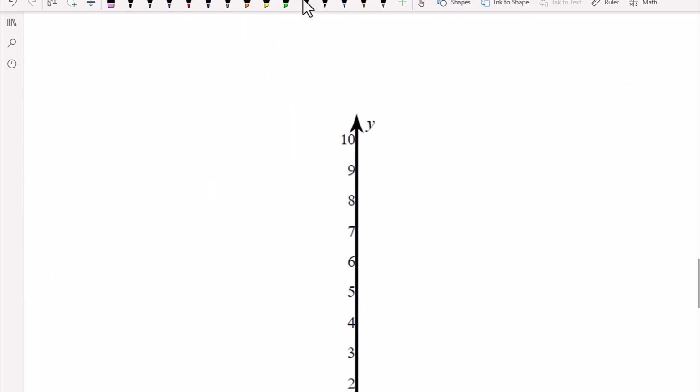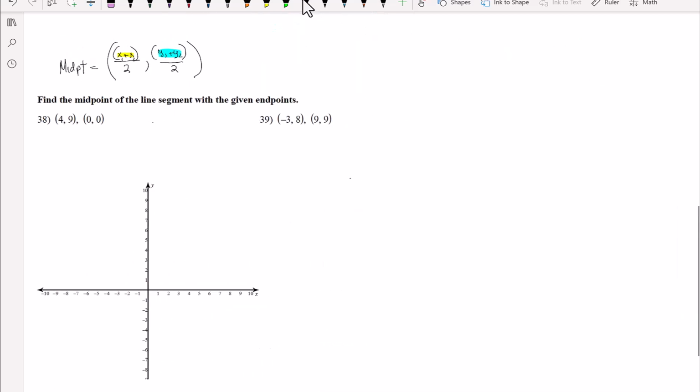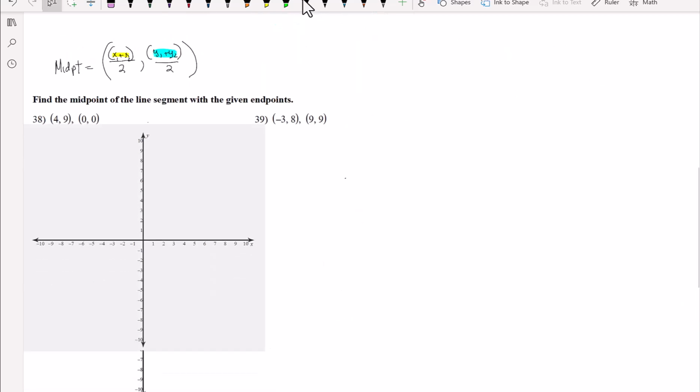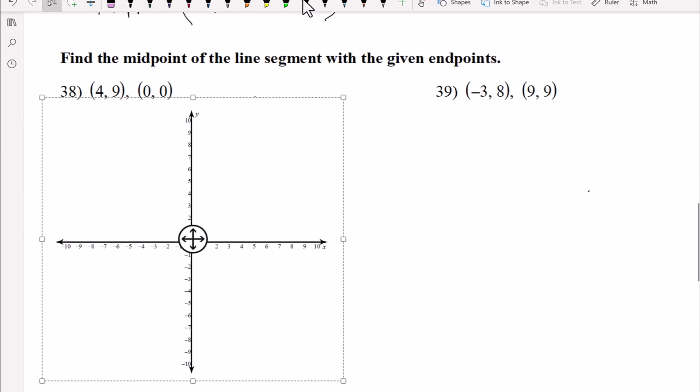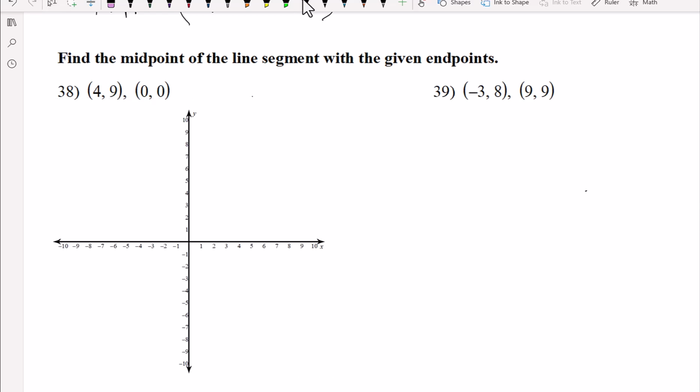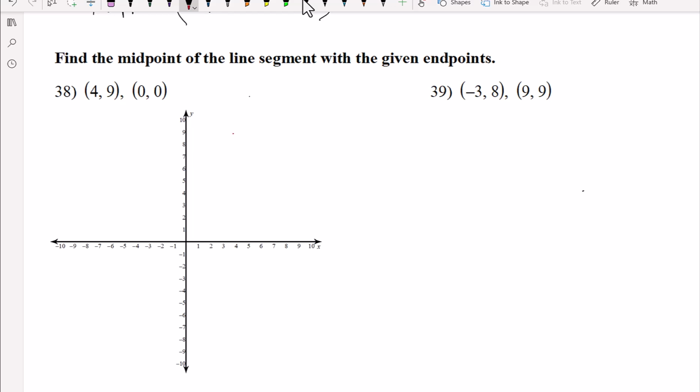The other way, let me go ahead and move this up. If you have a graph, or if the kids have access to a graph, sometimes the visual way is very easy. So we're going to plot this point. So at 4, we're going to go up here to 9. And I'm going to try to eyeball that. And then the next point is 0, 0. So we don't even have to draw the line.